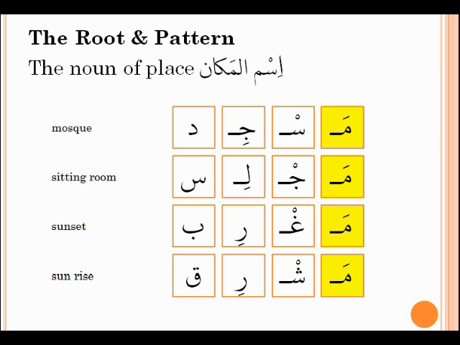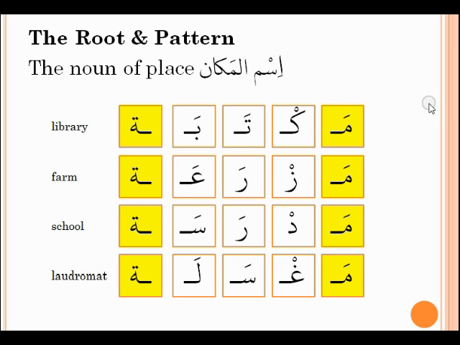There is also another form, another pattern for ism al-makan. In this case, it's the same as the previous, but there's a kasra on the middle letter instead of a fatha. So it's masjid, the place where you make sujood, the mosque, and majlis, the place where you sit. Maghrib and mashriq as a place of sunset and sunrise.